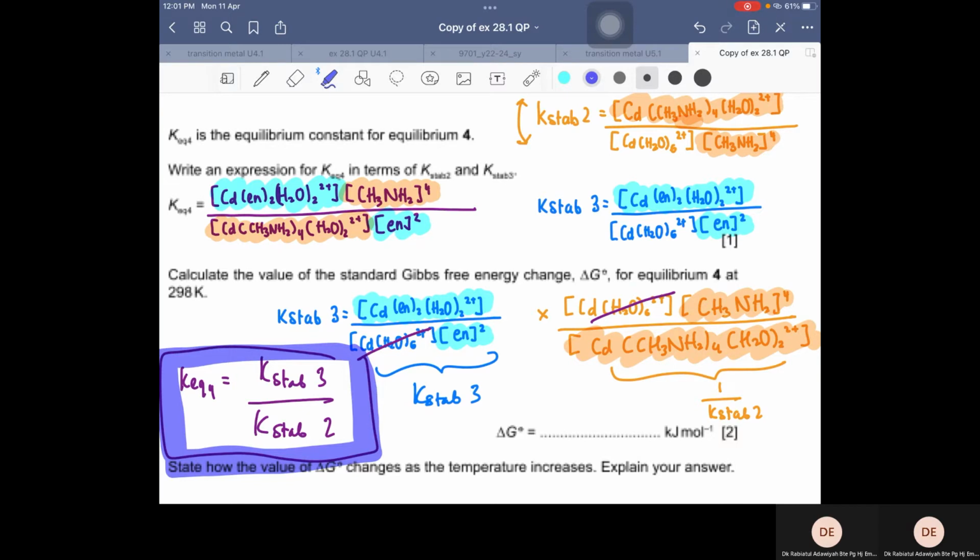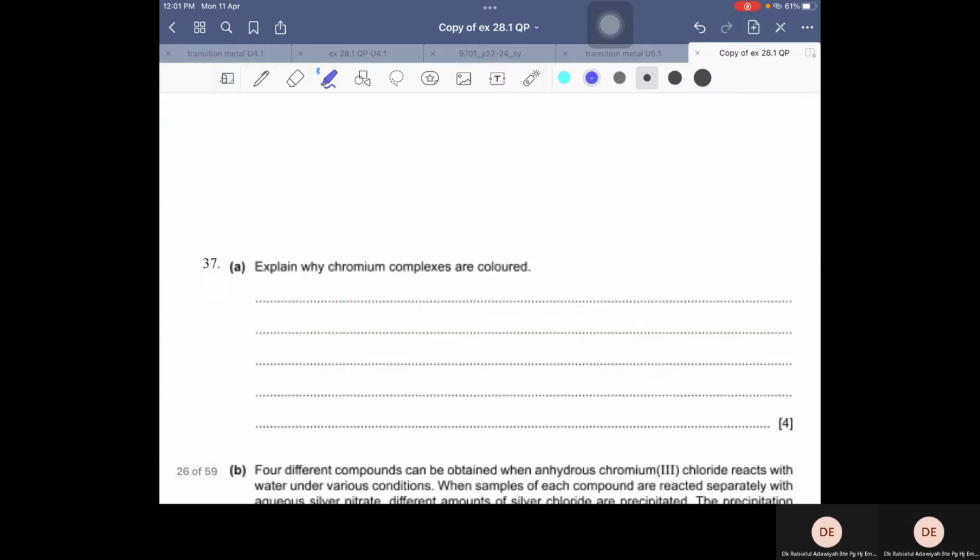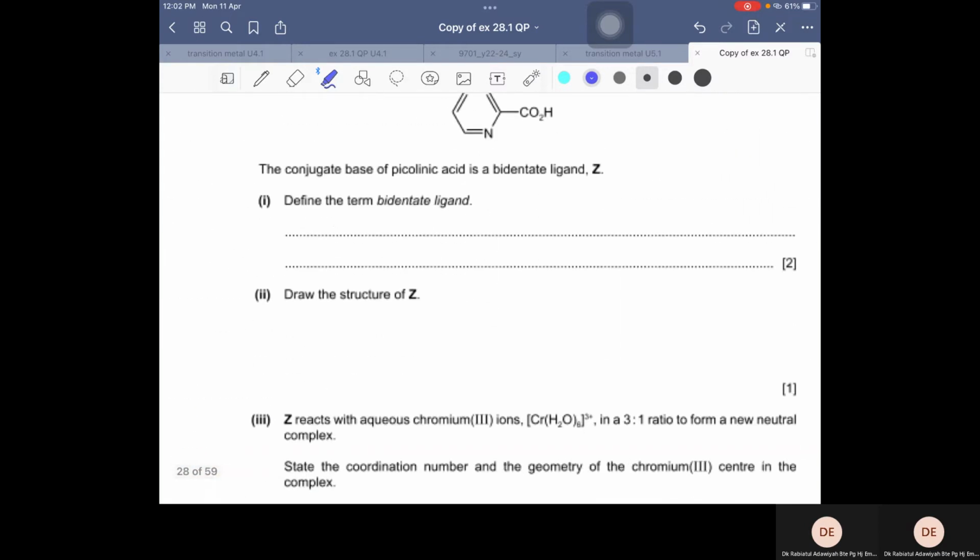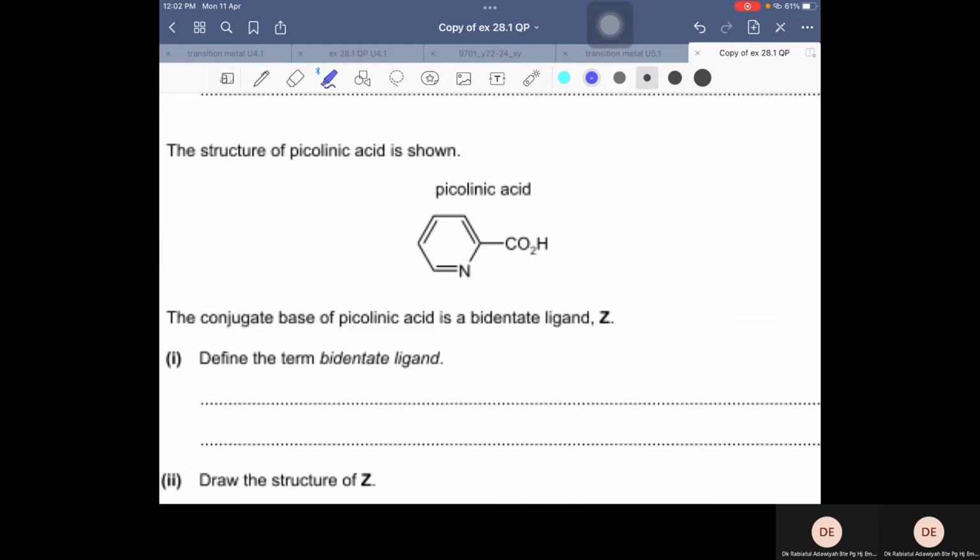C. So you are given the structure of picolinic acid, the conjugate base. Okay, so I don't know if you still remember your old friend, acid, conjugate base. So they say conjugate base of this thing is a bidentate ligand. Okay, so that means two dative covalent bonds per molecule.